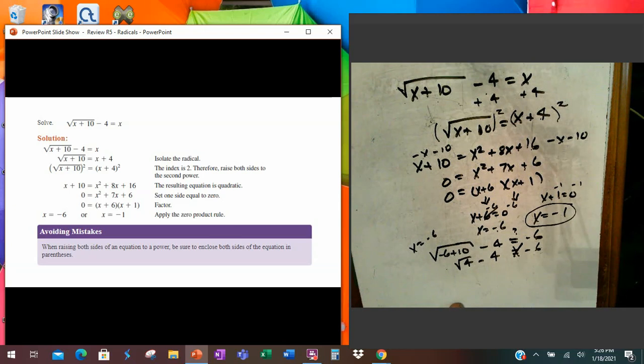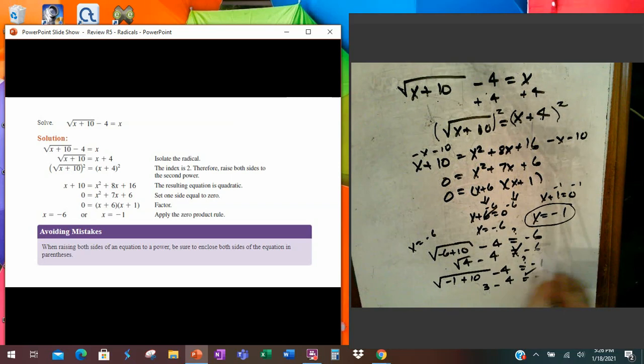Now let's go with x equal to negative 1. Does that equal negative 1? So negative 1 plus 10 gives me the 9. The square root of 9 is 3. 3 minus 4 does equal negative 1. So there's our solution, is just that one.